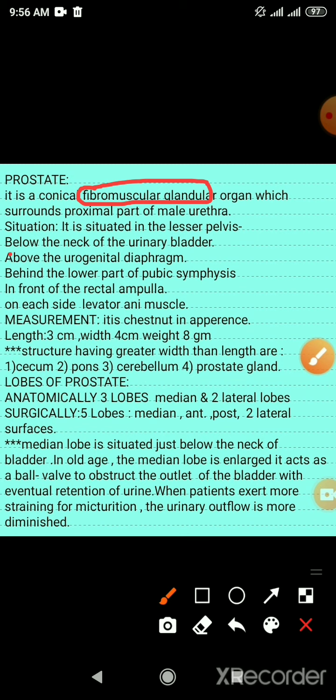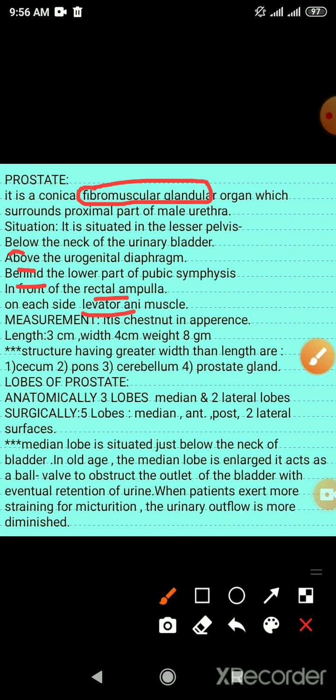It is situated in the lesser pelvis, below the neck of the urinary bladder, above the urogenital diaphragm, behind the lower part of the pubic symphysis, and just in front of the rectal ampulla. And on each side there is levator ani muscle.